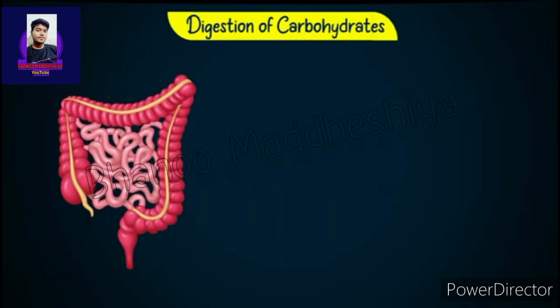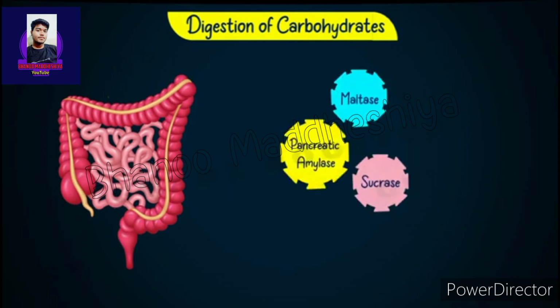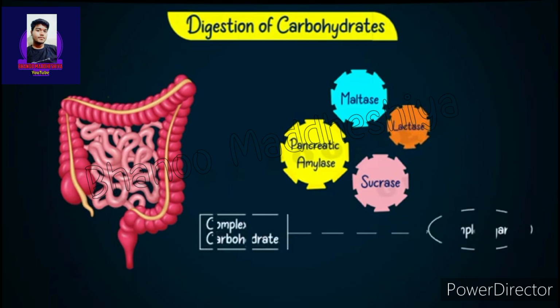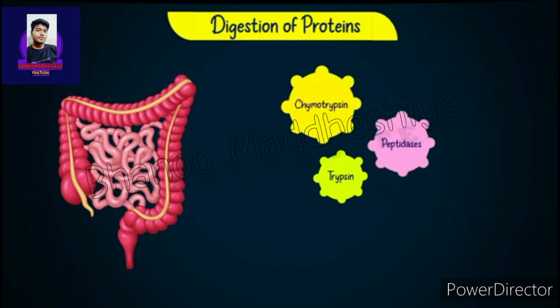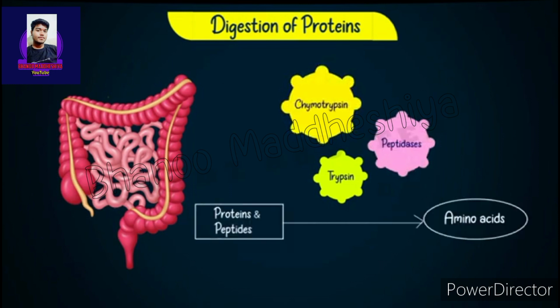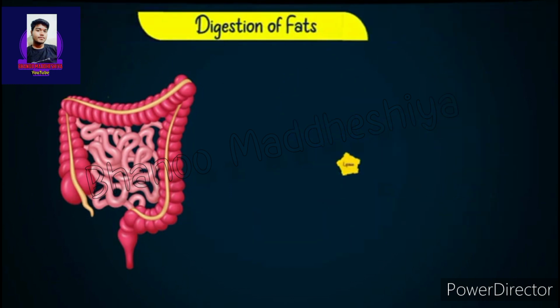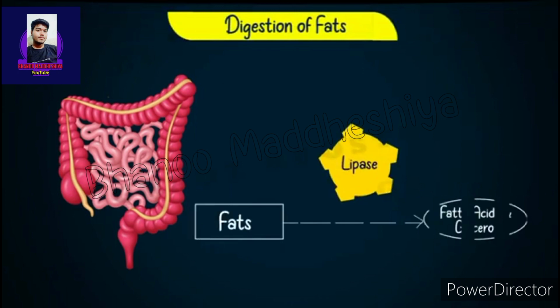In the small intestine, enzymes like pancreatic amylase, sucrase, maltase, lactase digests the carbohydrates to simple sugars called glucose, galactose and fructose. Enzymes like trypsin, chymotrypsin and peptidases converts the proteins and peptides into amino acids. Lipase converts the fats into fatty acids and glycerol.